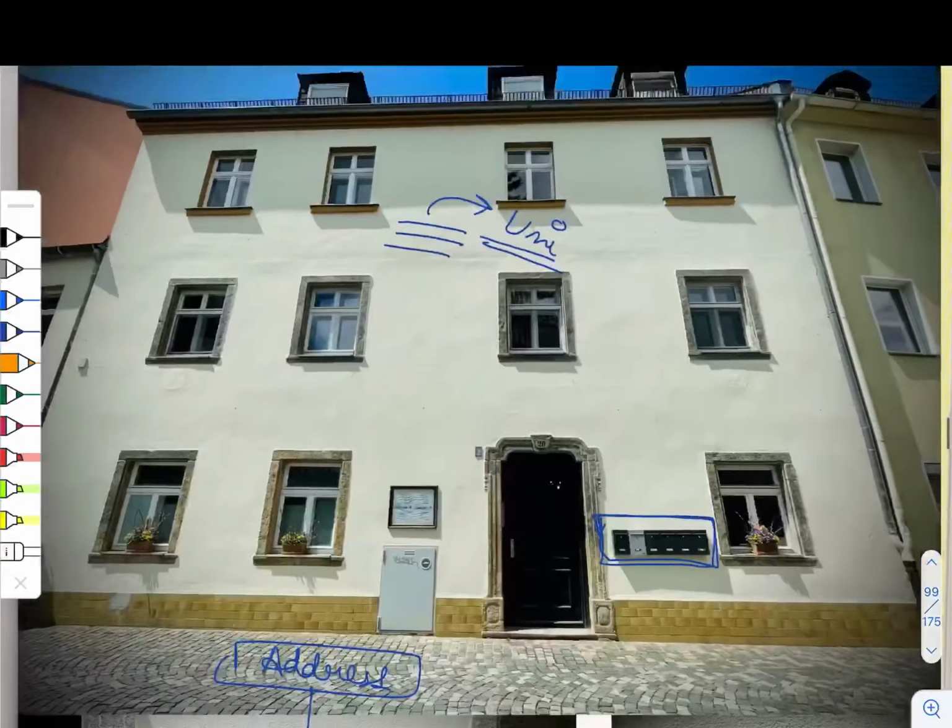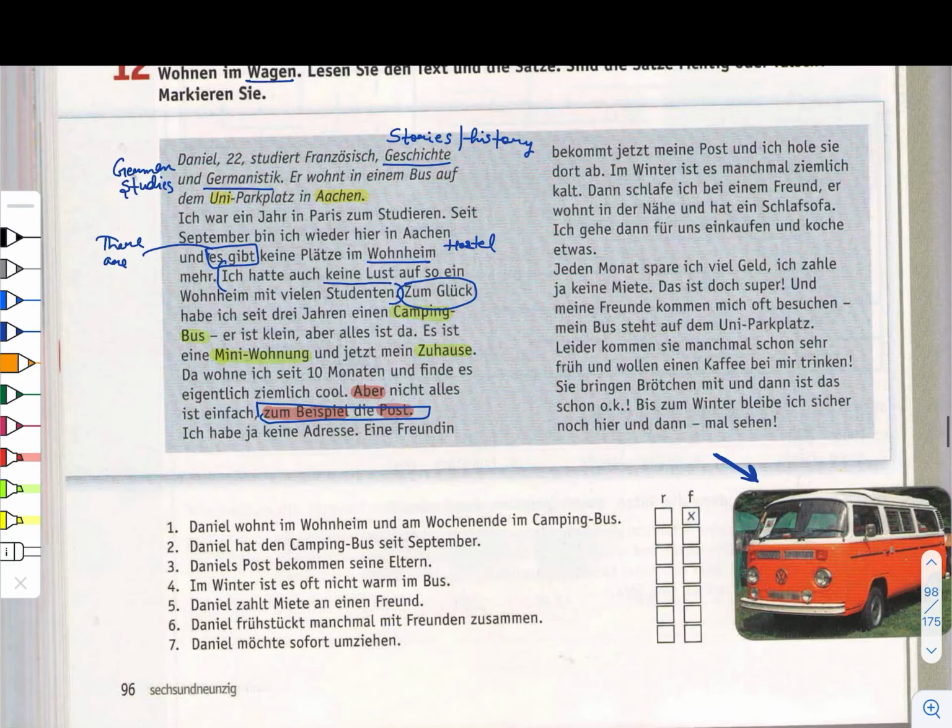Okay, so that's what he is telling here, that there is some problem while living in a bus. What's the problem? The post, that I don't have an address. Okay, so whatever documents are received, where will they go? So, ich habe ja keine Adresse. I have no address. Yeah.